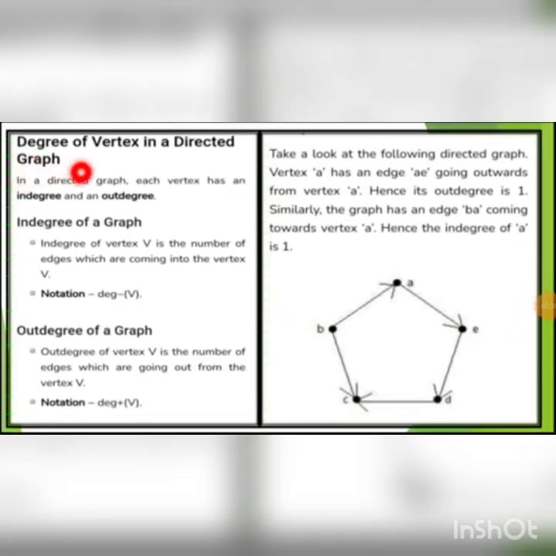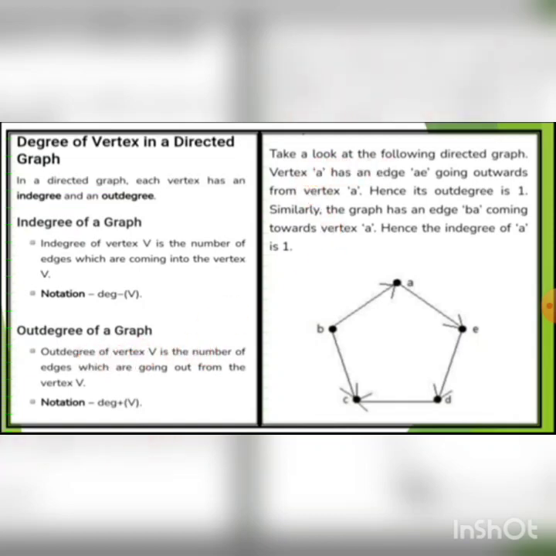Now, degree of a vertex in a directed graph. In a directed graph, each vertex has an in degree and an out degree. The in degree of vertex V is the number of edges which are coming into the vertex V. The notation of in degree is deg minus V. The out degree of vertex V is the number of edges which are going out from the vertex V. Its notation is deg plus V.